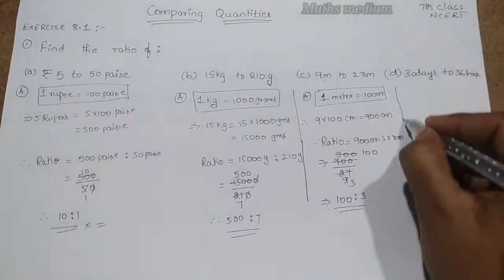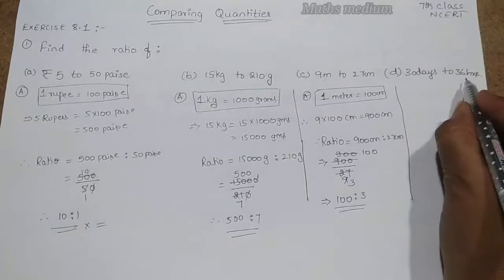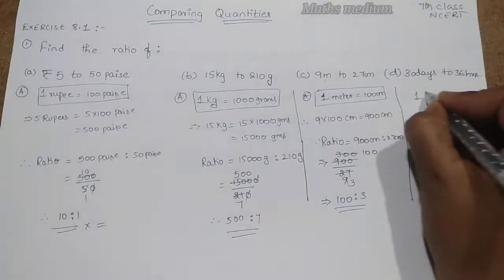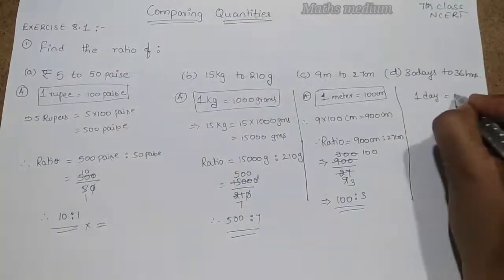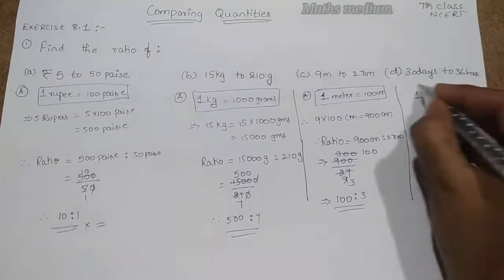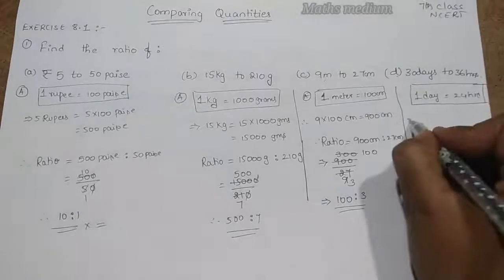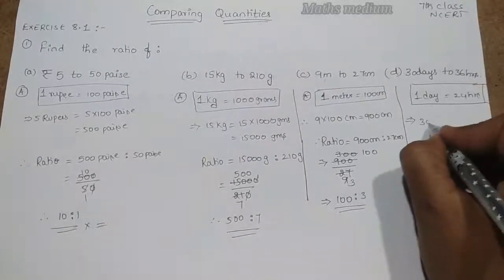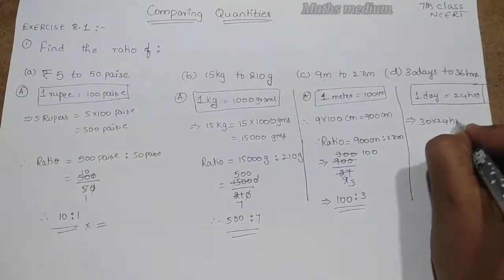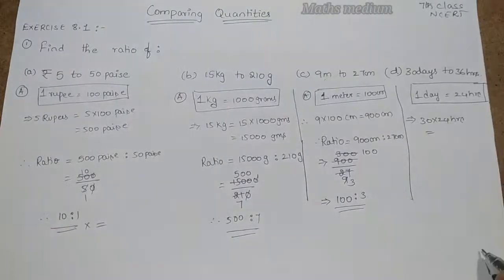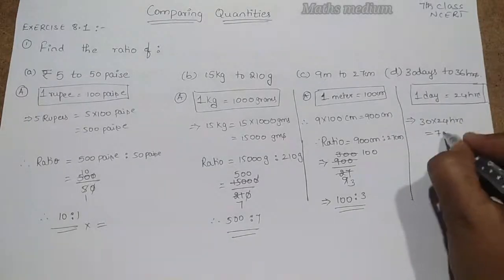Next, finally, this one. 30 days to 36 hours. We know that 1 day is equal to 24 hours. So, by using this, we can solve the given problem. 30 days means 30 into 24 hours. 24 into 3, 3 4s are 12, 3 2s are 6, 7. 72 hours. Sorry, 720 hours.